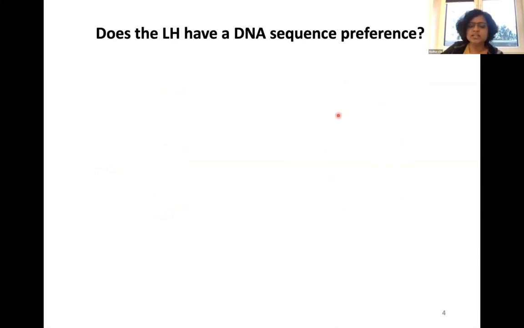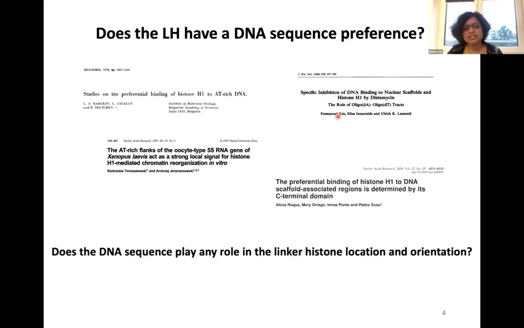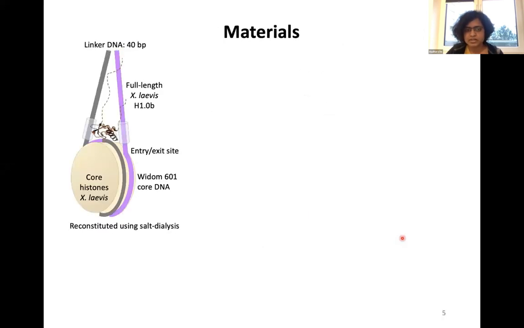So the question is, does the linker histone have any DNA sequence preference? Now, linker histones are highly positively charged, and DNA being negative, they are very good substrates for linker histone binding. Linker histones do not have a consensus sequence, because that would not make sense, since linker histones bind abundantly to DNA. But there is enough evidence that linker histones have a preference towards AT-rich DNA. The question is, does this DNA sequence preference play a role in positioning the linker histone in a specific way? In order to study this, I reconstitute the nucleosome.